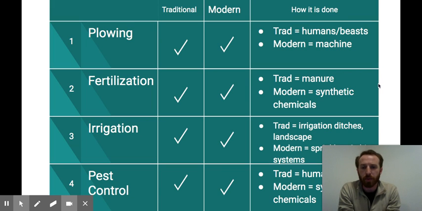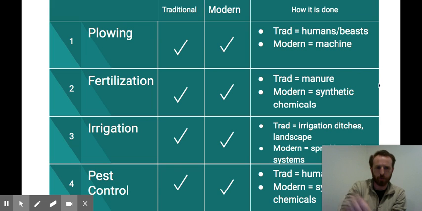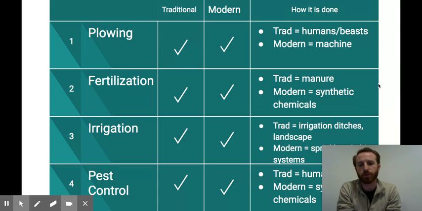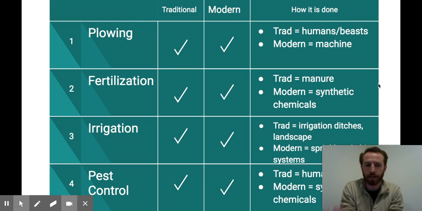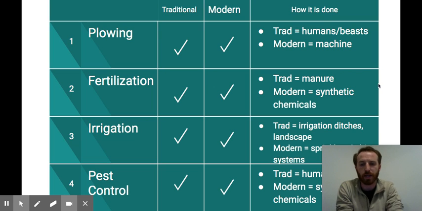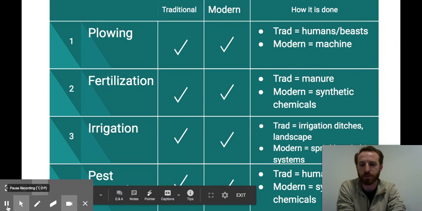When we're talking about pest control, traditional would be using human means. You weed the garden, or you plant plants in places where they're not easily accessible to animals, right? Or pests, whatever the pest may be that you're trying to avoid. Modern methods usually are using synthetic chemicals to stop pests.